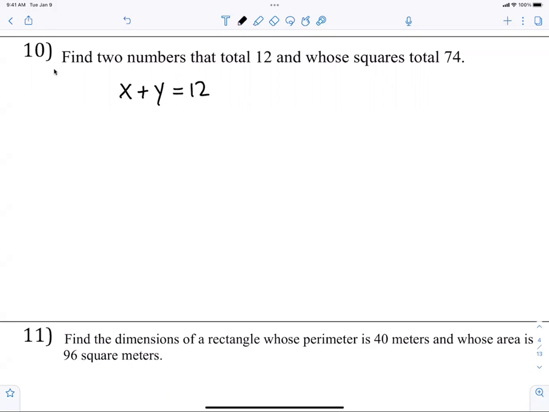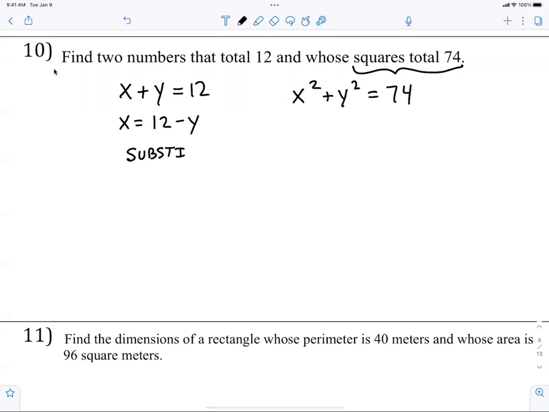Now, what are the conditions? The other condition is what? That's exactly right. So now we have x squared plus y squared equals what? 74. Everybody looking at that all right? Now, what does x equal? Very good. X equals 12 minus y. All right, the reason why we're doing this is this is going to be a what type of problem? Substitution. That's correct. It's a substitution problem.